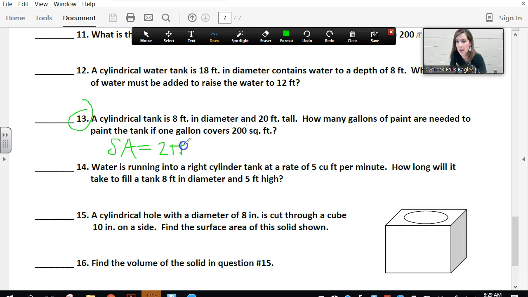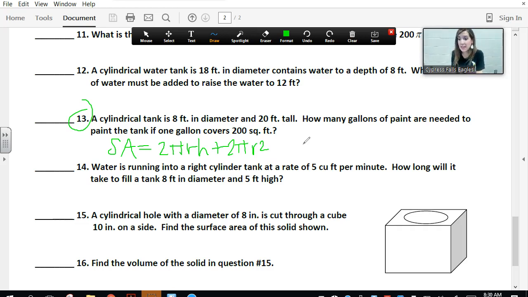2 pi r h plus, it's the longest one on there, right? 2 pi r squared. Is this a real world problem? Yes. So we're going to press pi because we're going to need to divide it by 200 and we don't want pi left in our answers. We don't want to go to Home Depot and say, I need 3 divided by pi gallons of paint, please. No. So we're going to want to press the pi button in this real world problem.